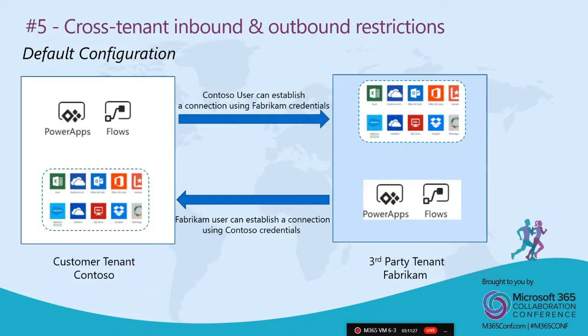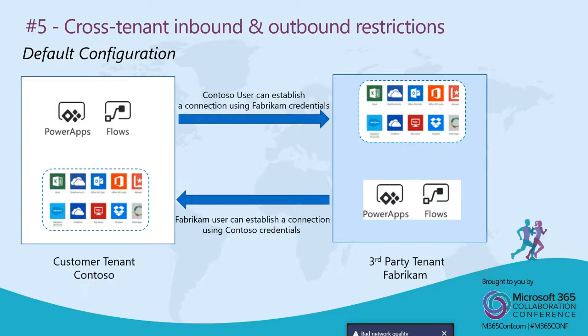Now the fifth layer of security is the cross-tenant inbound and outbound restriction. This is the final security level, the cross-tenant inbound and outbound restriction, right? By default, all tenant users are allowed to have access to other tenants. So for example, here Fabrikam and Contoso can establish a connection with each other using their own credentials.